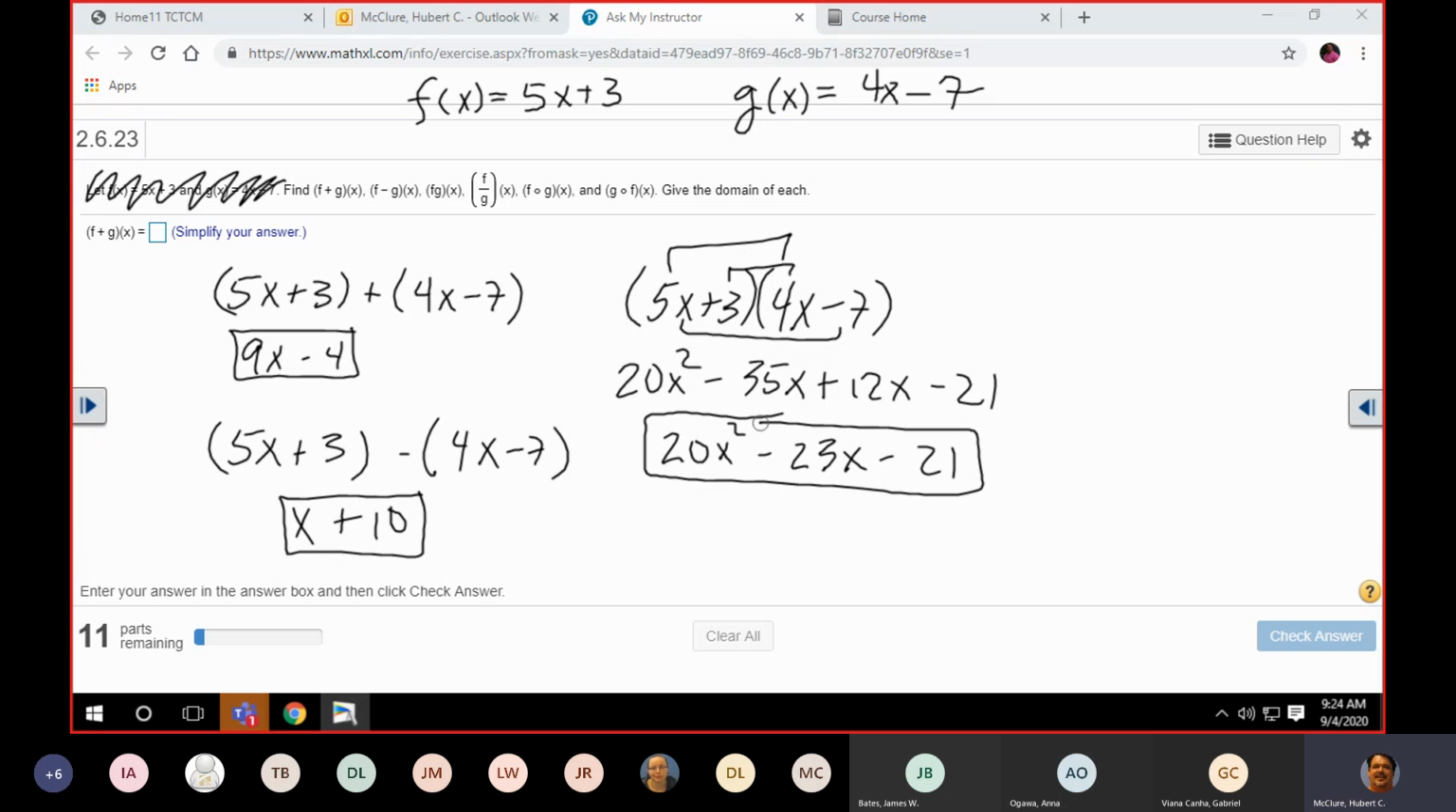F divided by g of x. Well, you're not going to be able to do anything there except just put one under the other. So let's see, that's f. So 5x plus 3 over 4x minus 7.